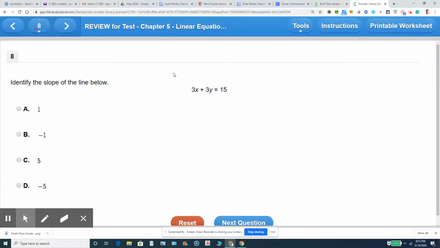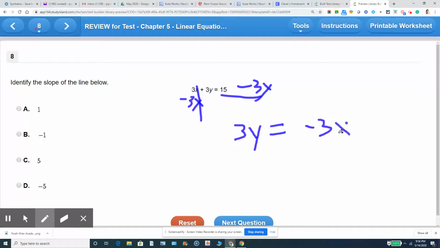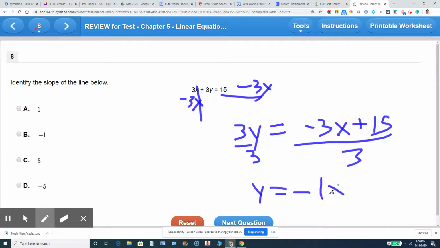Slope of the line below. If they give you an equation and ask for the slope, get y by itself. Subtract 3x. Bam. We have 3y. And I'm just going to switch the order of the 15 and 3x, but it doesn't matter. That's more like mx plus b. Divide by 3. Remember, you divide both these numbers by 3. Negative 1x plus 5, or negative x. So there's the slope, negative 1, b.